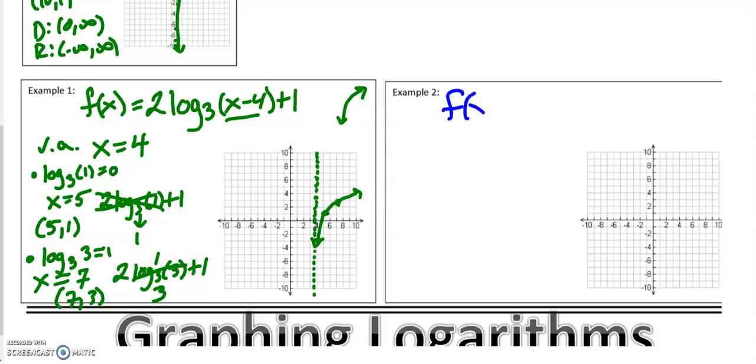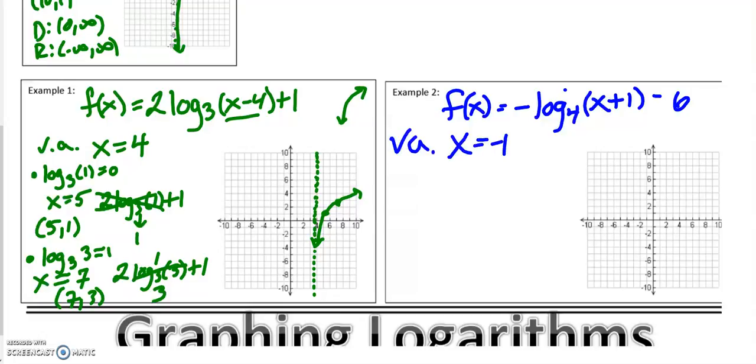Second example, if I go ahead and erase these stray marks, my second example is going to be f of x equals negative log base 4 of (x plus 1) minus 6. If I can get that written. There we go. So first thing, vertical asymptote. Vertical asymptote is the opposite of c, so in this case it equals negative 1. So I'm going to go through and just put all my vertical asymptote dots at negative 1.